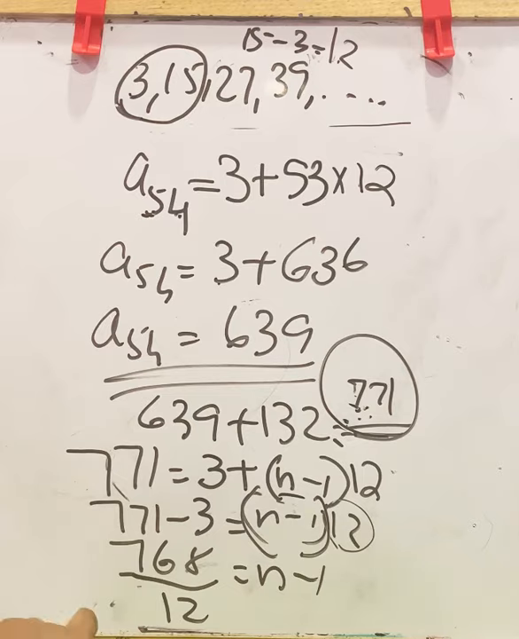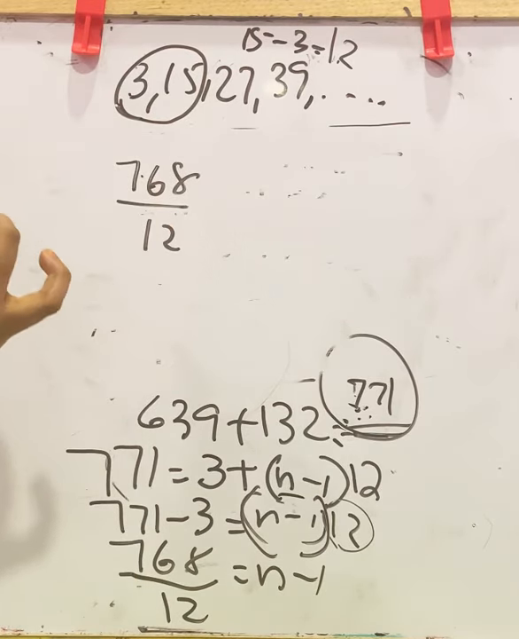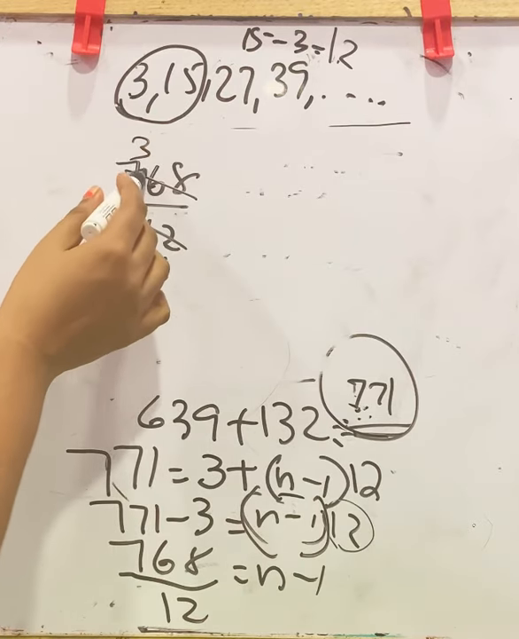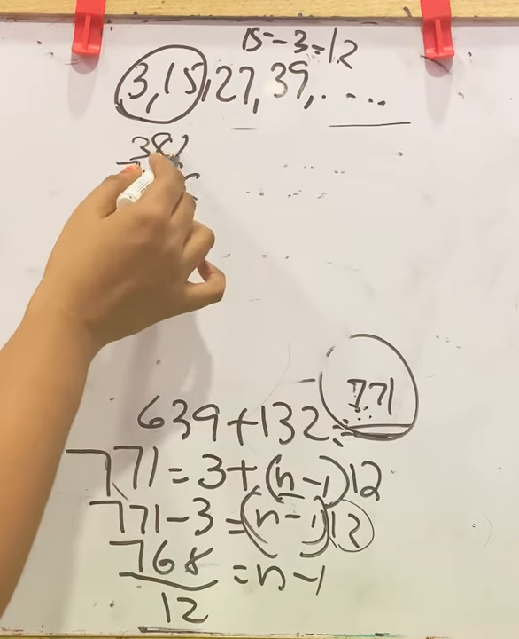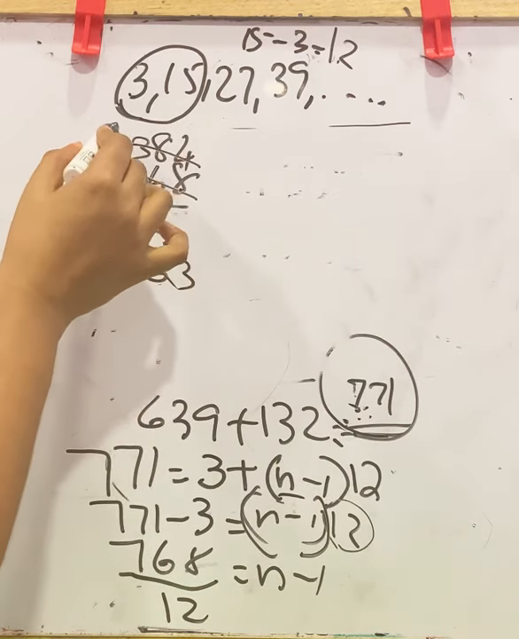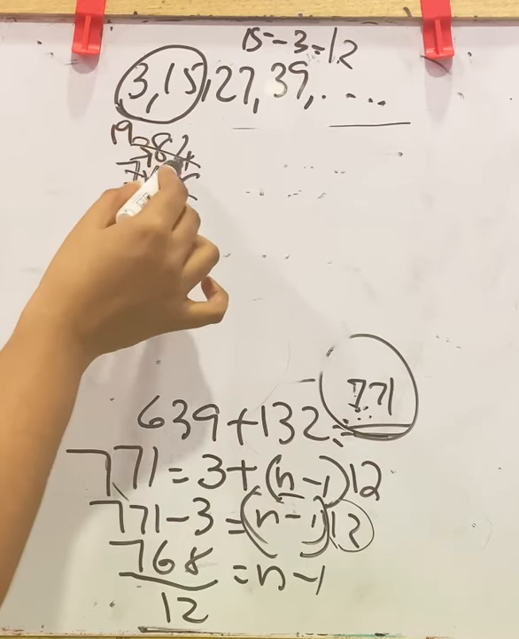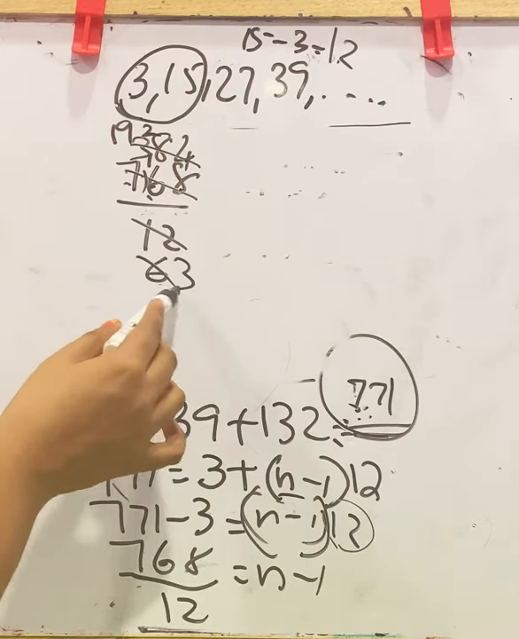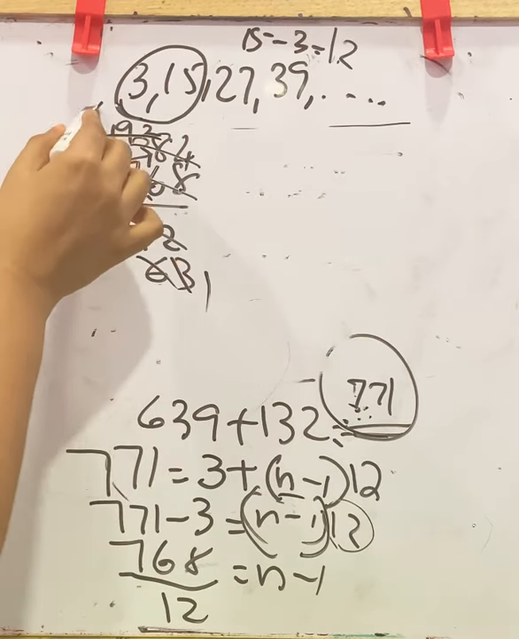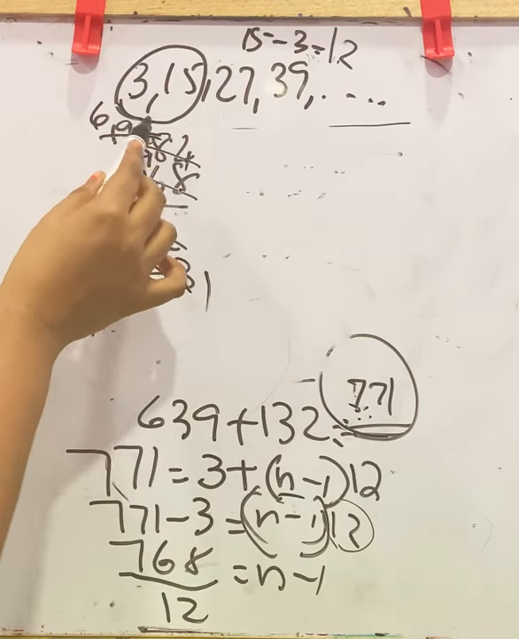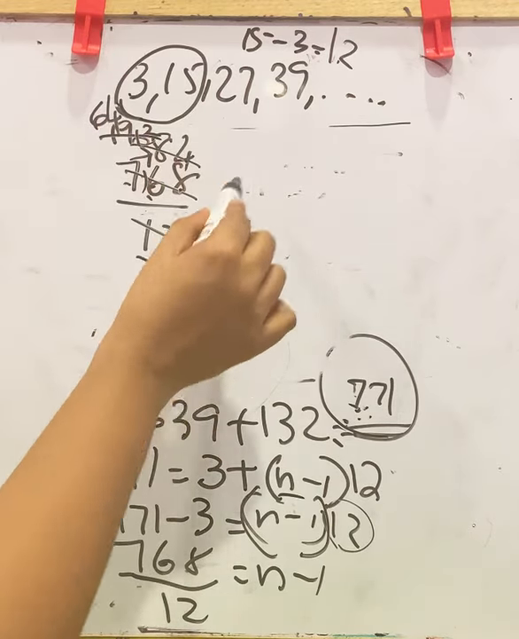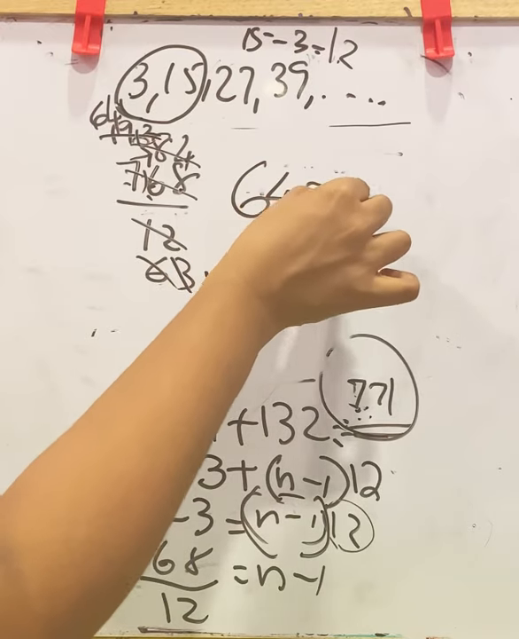768 divided by 12. In both the numerator and denominator we have 2 as a common factor. 2 sixes are 12, and 3 twos are 6, balance 1. 8 twos are 16. Again 2. In 192 and 3, 3 is a common factor. 3 ones are 3. In 19, 6 threes are 18, balance 1. This becomes 12, and 3 fours are 12. So 64 divided by 1, that is 64 is the answer, equals N minus 1.